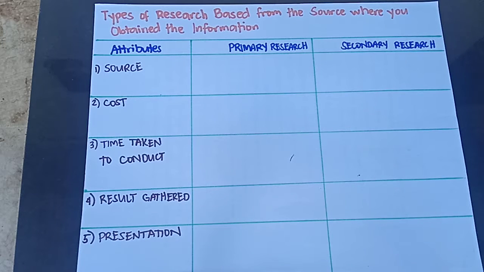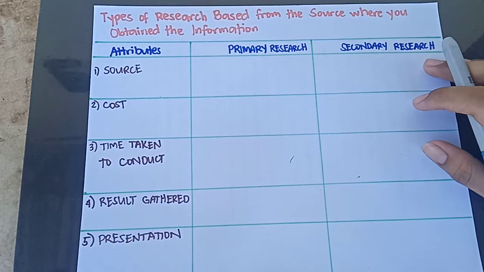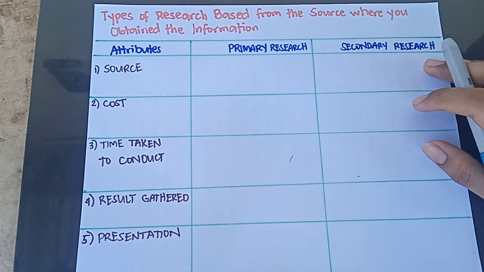So, continuing with our lesson regarding research, the research problem and the research objectives. In conducting research, there will be types of research based on the source where you obtain the information. So, we are now through with the general types of research, right? That concerns qualitative and quantitative and all the other classifications.